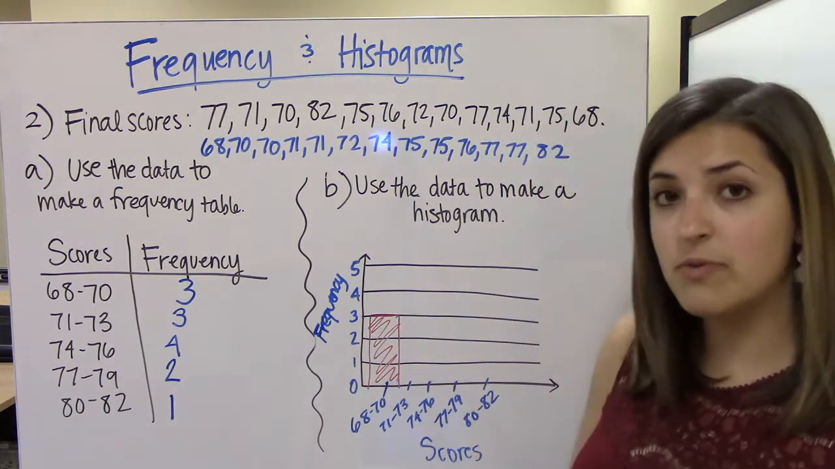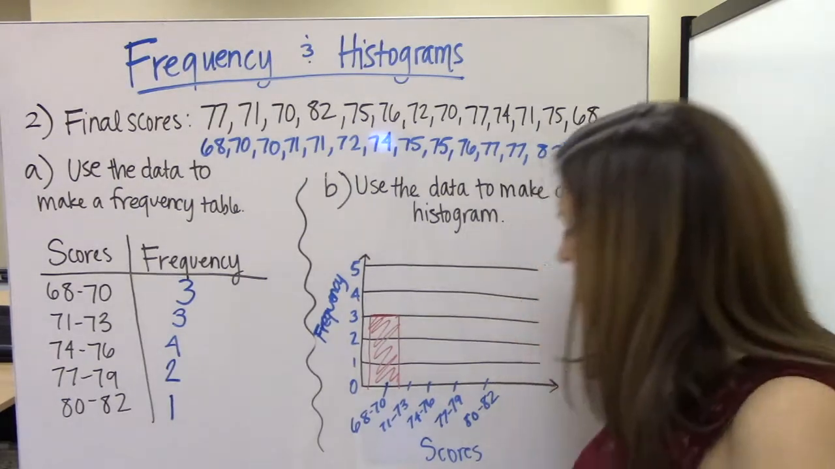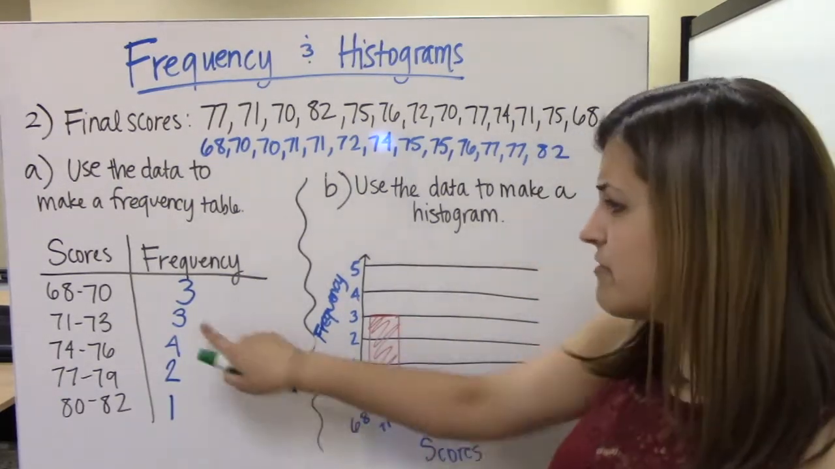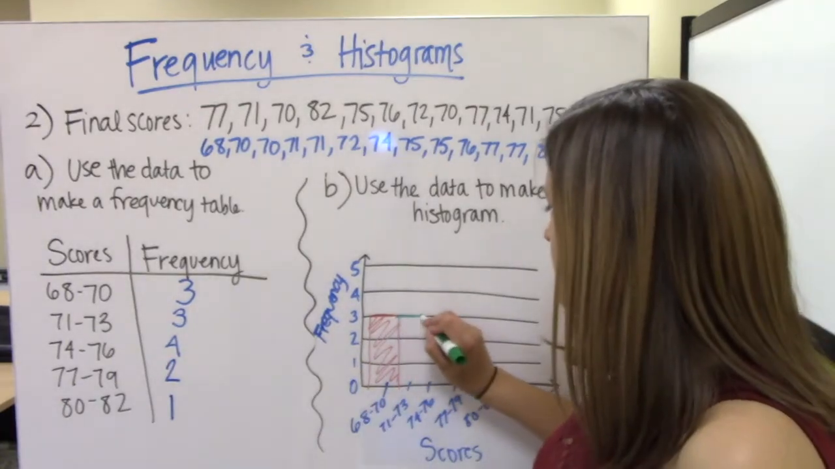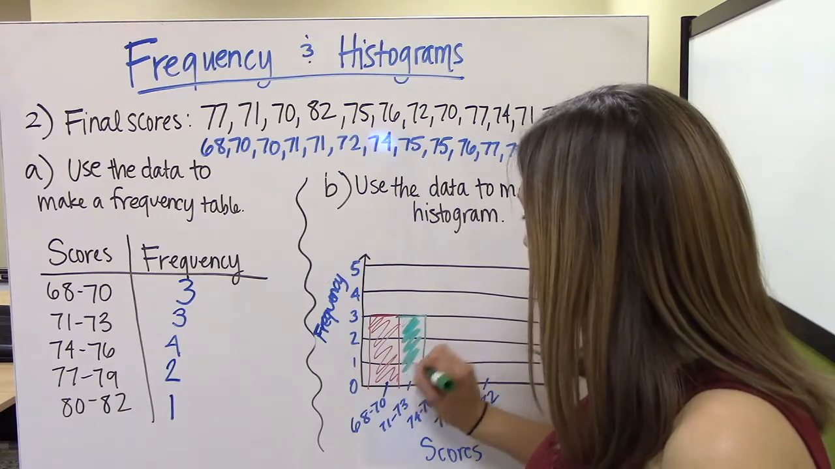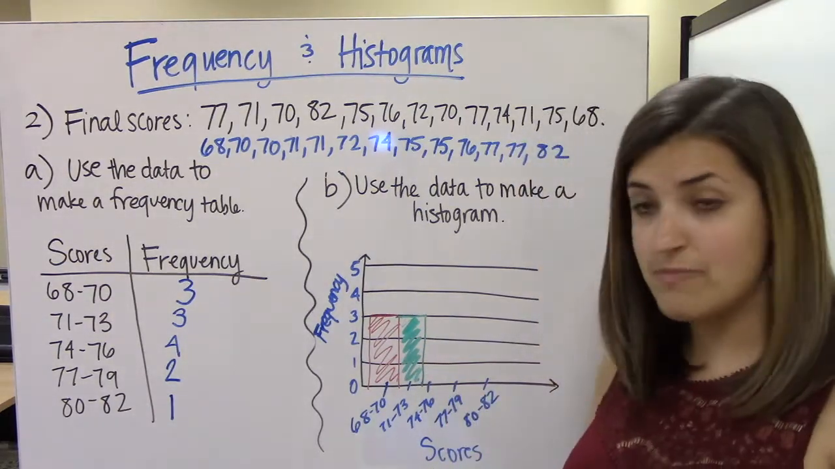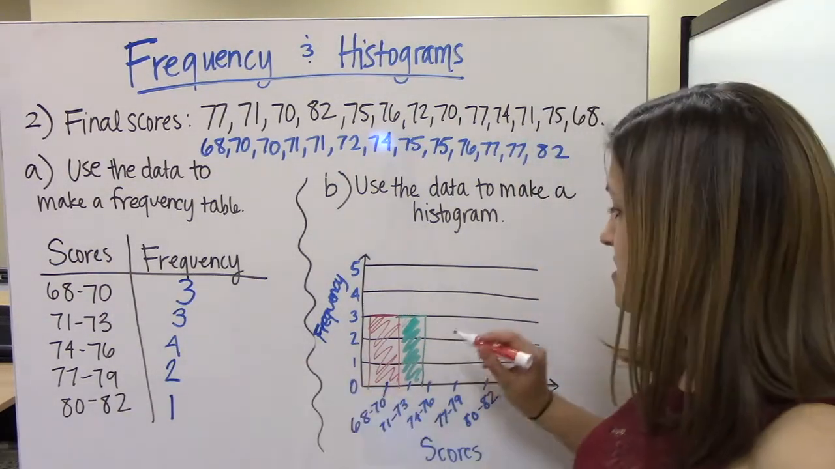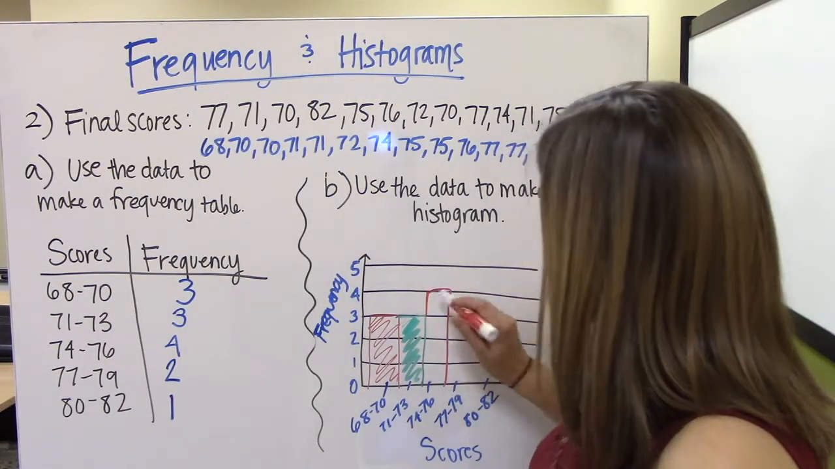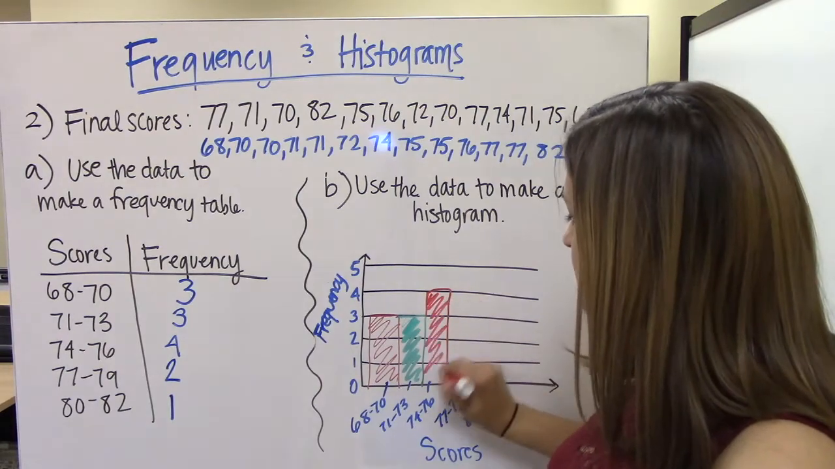Then for 71 to 73, I'll use a different color. I'm going to put it right up next to that other bar in red. And from 71 to 73, I also have 3 values. So this is going to look like this. And then I'll switch back to red maybe. From 74 to 76, I have 4 values. So I'm going to put it right up next to the 71 to 73 one.